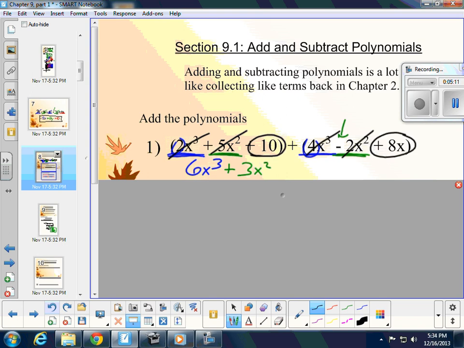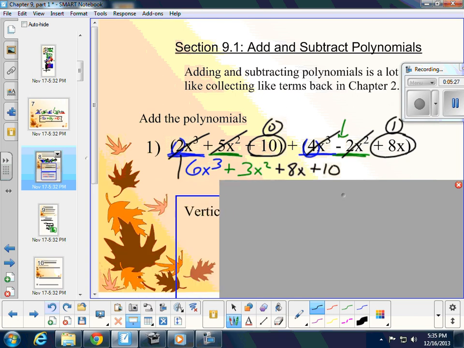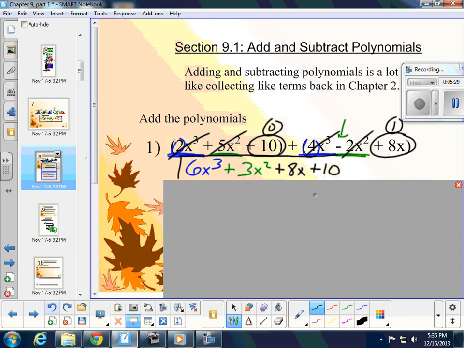They're not like terms. But I'm just going to keep writing them in decreasing degree order, like we learned in the first part of this section. So this would have a degree of 1, this would have a degree of 0. So now I'm going to write plus 8x, and then my constant at the end, plus 10. So there's me adding those two polynomials together. And that's my result: 6x to the third plus 3x squared plus 8x plus 10.